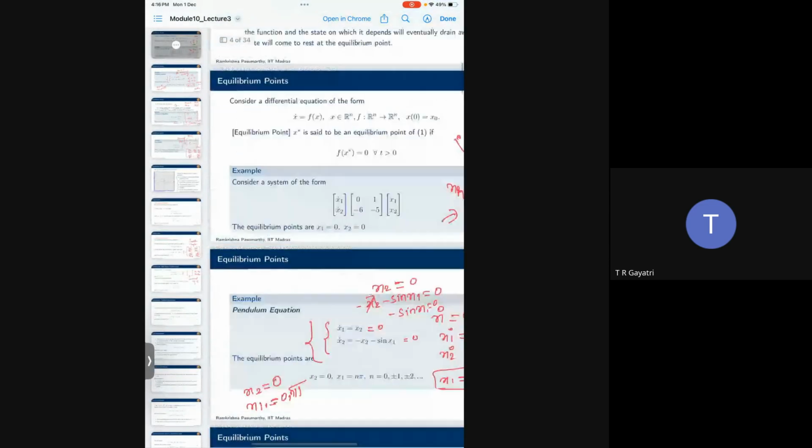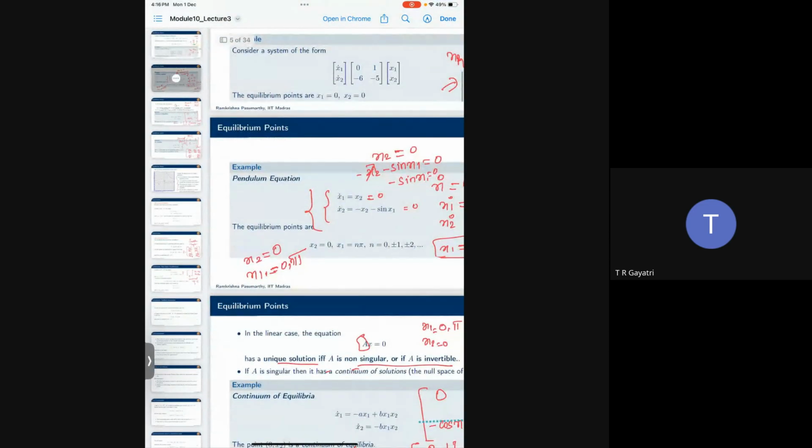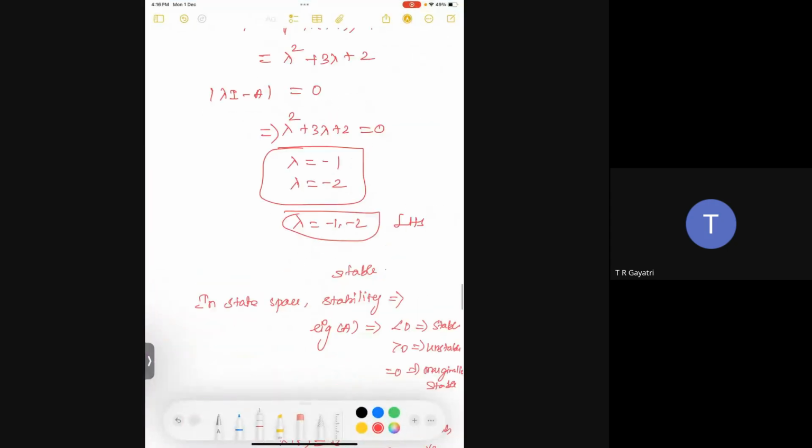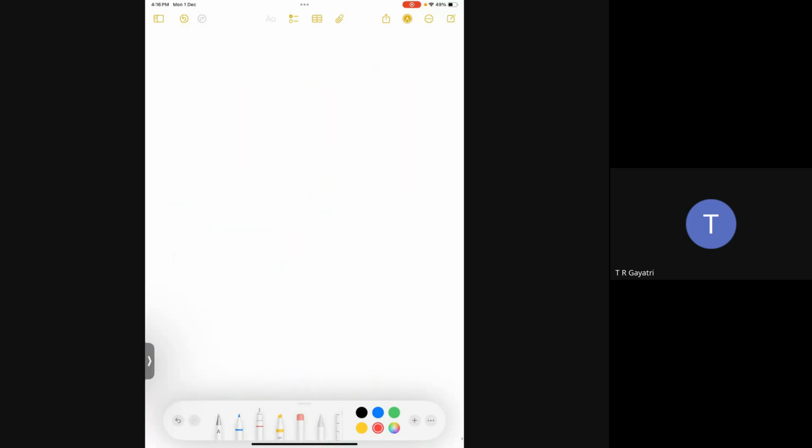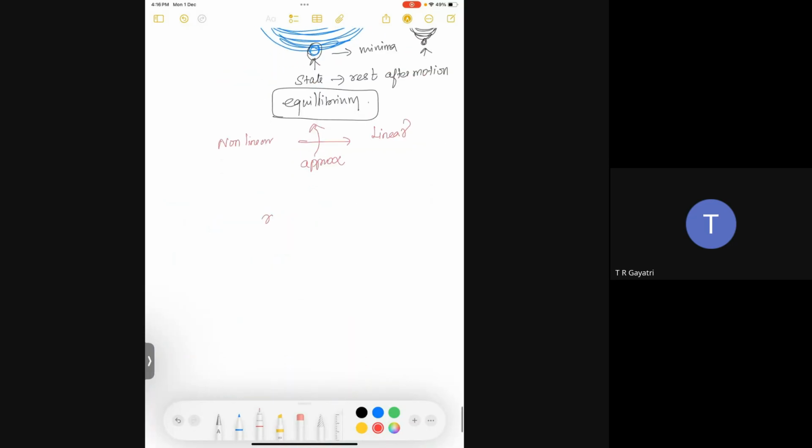Okay, I will take x1 dot equal to x2, x2 dot equal to minus x2 minus sin x1. This is a dynamic equation, a differential equation, sorry, the state space representation of a simple pendulum.